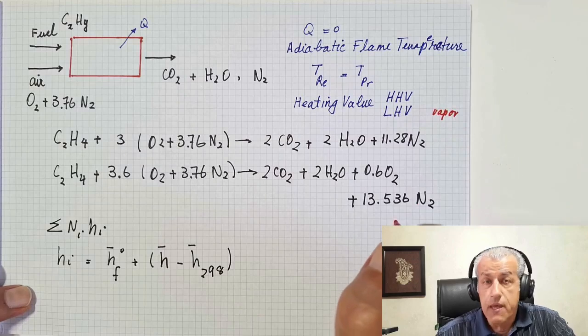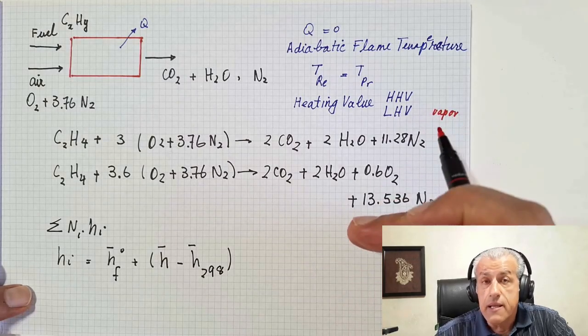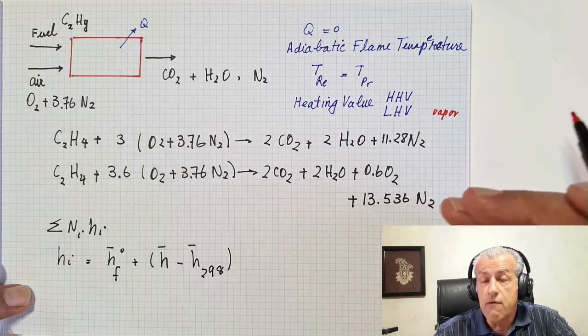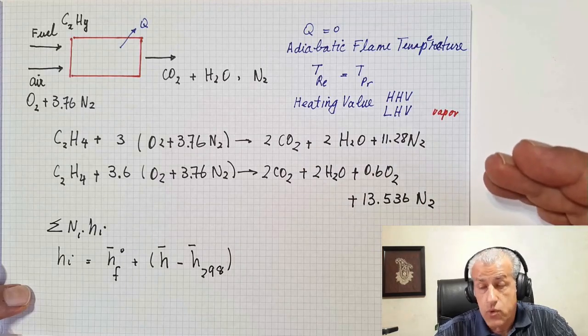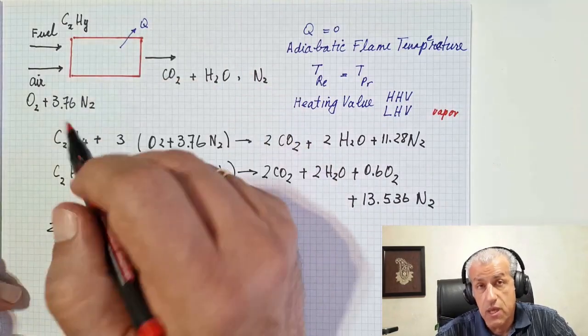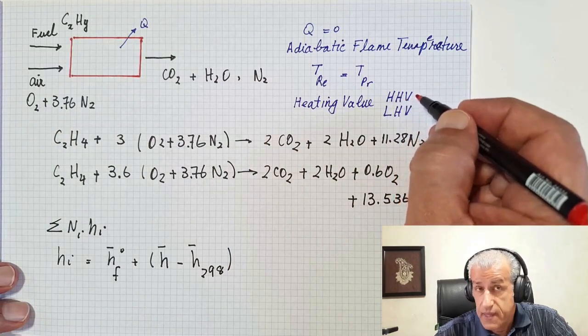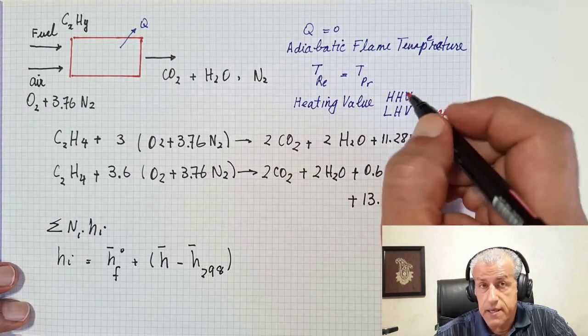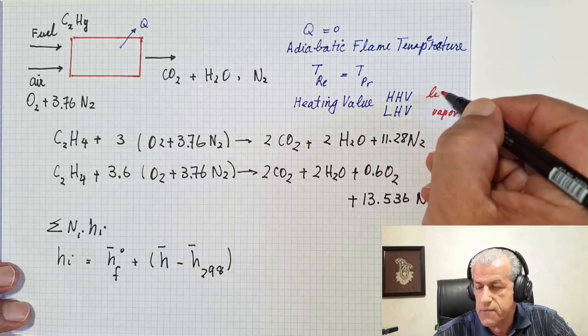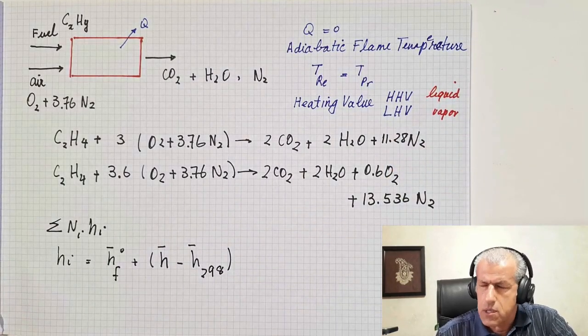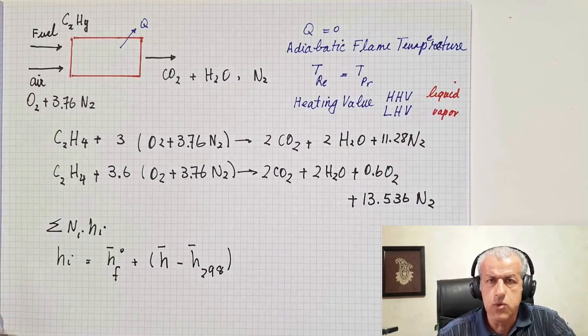But if water condenses, then its heat is released to the other gases, and therefore more heat could be collected from the combustion, and therefore the term is higher heating value. So this is liquid water, and this is vapor. The choice of which one should be used depends on how we see the combustion and the application we have for it.